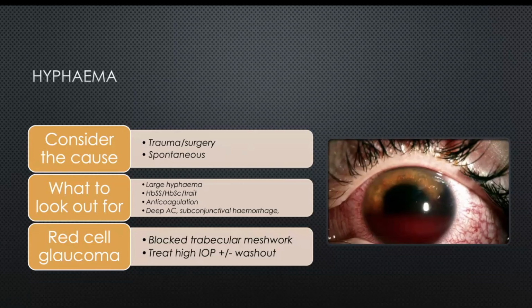Are they on any anticoagulation? Do you want to stop any of that? And then what you're also looking out for is signs of potentially a posterior rupture, and I'll talk about that in a moment in the context of a hyphema.